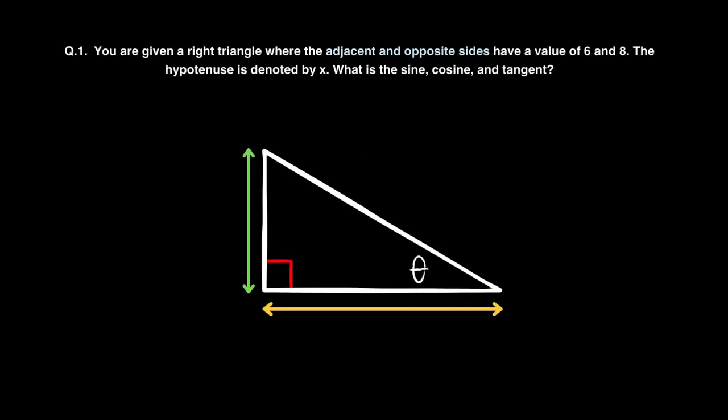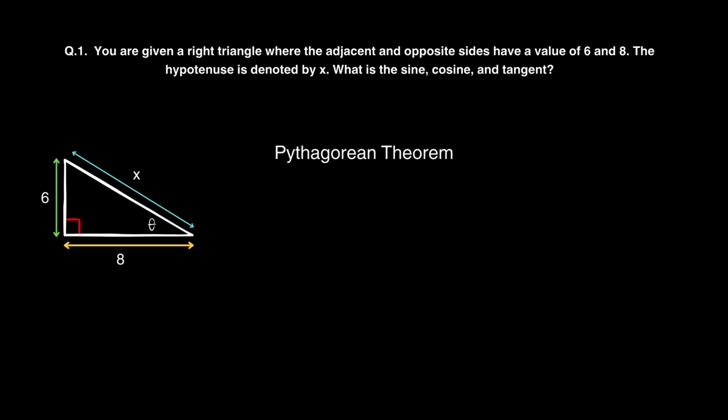Question number 1. You are given a right triangle where the adjacent and opposite sides have values of 6 and 8. The hypotenuse is denoted by x. What is the sine, cosine, and tangent? First, we need to use the Pythagorean theorem to find the missing side. Hence, let's write down the formula: a squared plus b squared equals c squared.